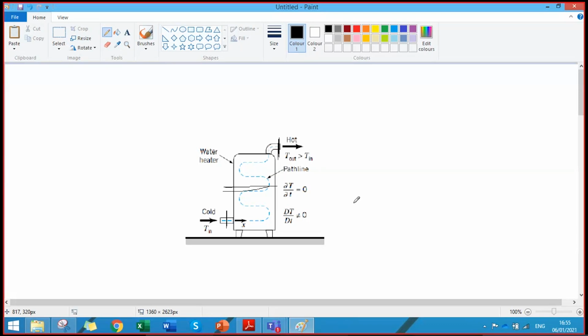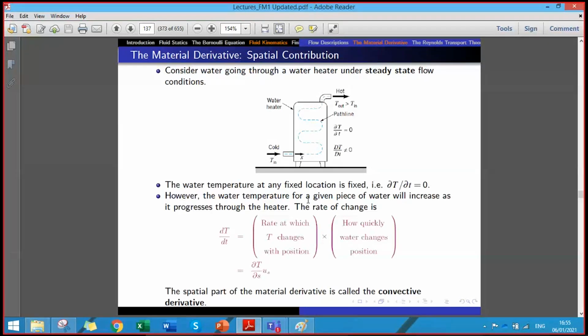Position, location, yes. So at this time, the temperature is dependent on the spatial components only, not the contribution of the convective term. So the temperature field is steady. There is no change with respect to time, but only change in space. So the total derivative is the rate at which T changes with position and how quickly water changes position. That is partial T by partial s into u. The spatial part of the material derivative is also called the convective derivative. The temporal part is called the local derivative and the spatial part is called the convective derivative.